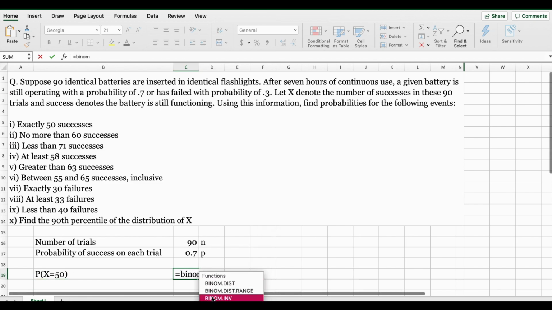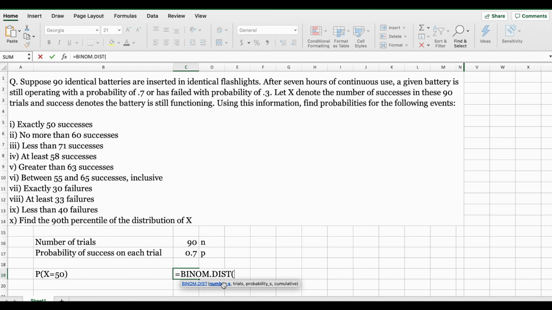binom. So when you see the binom.dist function, just double click on it. The first argument is asking you for numbers. This is the X value in your question. So here we're going to put 50. Now it's asking us for a trial. So the question here says that there were 90 trials. So we're going to put 90.